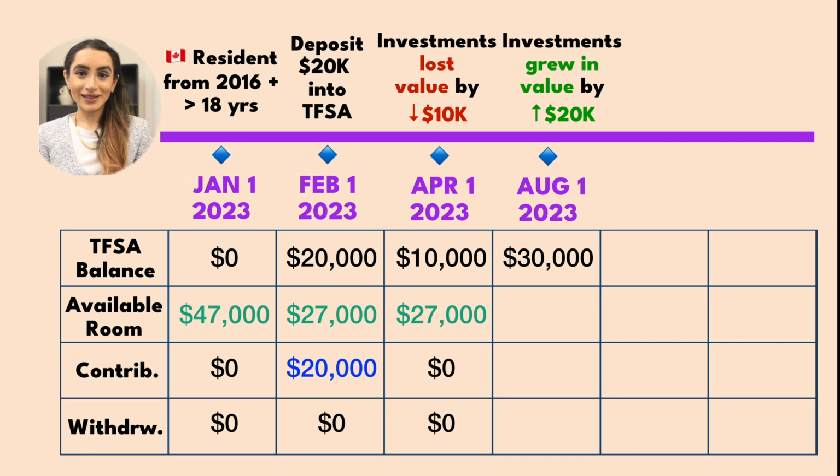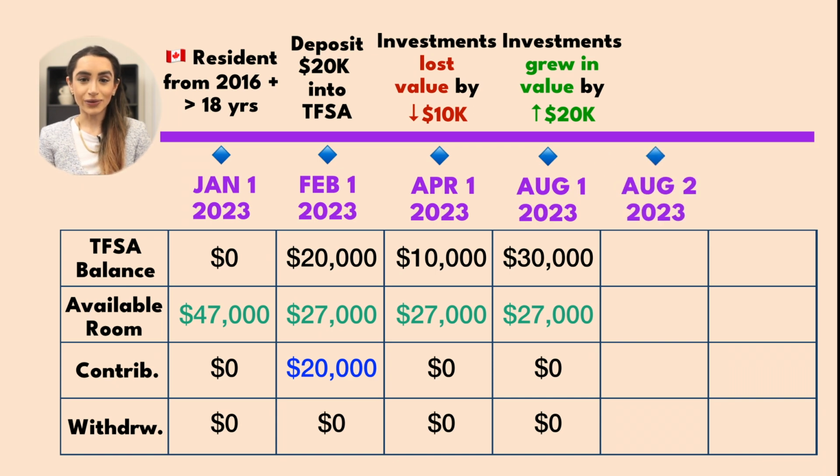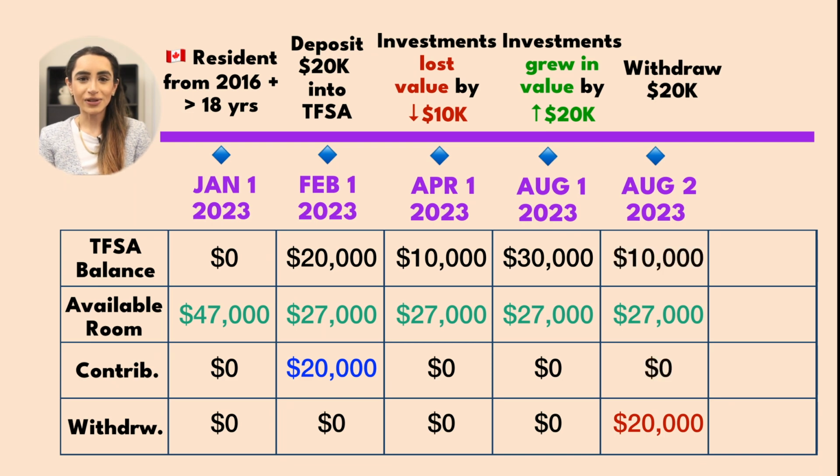Now, a point to note here is that even though your investments increased in value by 10K from the 20K you initially invested, this increase in the value of your investments does not reduce your TFSA contribution limit. So your TFSA contribution limit remains at 27K. Then on August 2nd, 2023, you decide to withdraw 20K from your TFSA. Your TFSA contribution limit remains the same at 27K. You do not get this 20K room back immediately. You get it back on Jan 1st of the new year.